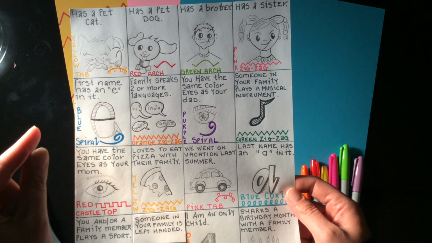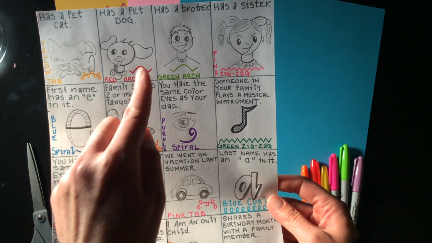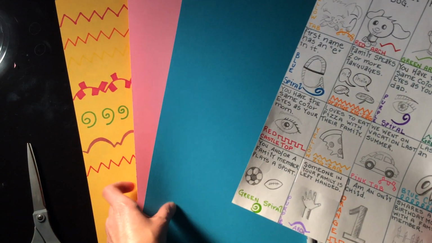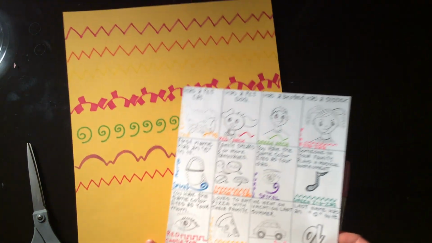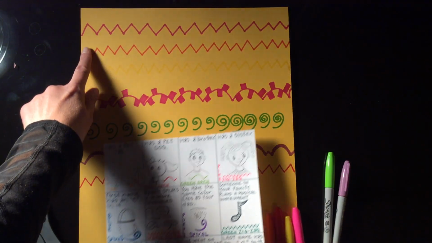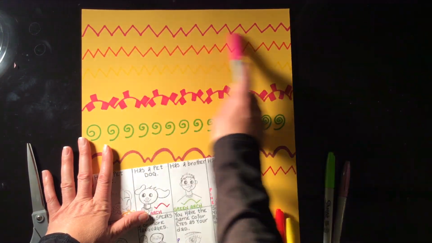So I do not have a pet cat. I do not have a pet dog. I do not have a brother. I do have a sister. So I pick a piece of paper. This is my piece of paper, and I already started here. And at the top, it says pink zigzag. So I went ahead, got my pink marker, and I made a zigzag line.